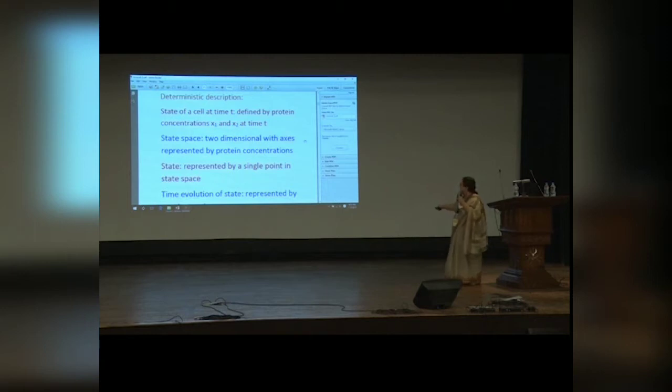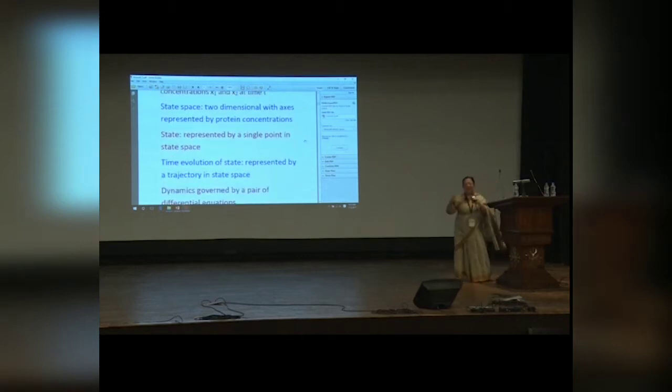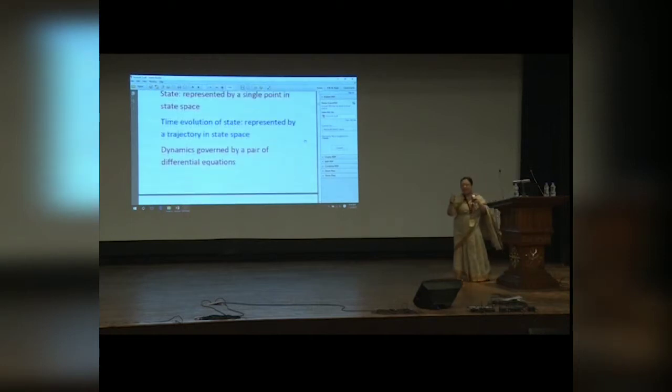The state at time t can be represented by a single point in state space, and we consider the time evolution of the system. Remember, the gene synthesizes protein at a specific rate, and proteins have half-lives. They are not stable products, so they can also decay. Birth and death are both possible for proteins, so there is a time evolution of the concentration of proteins. Time evolution of state is represented by a trajectory in state space, and dynamics is governed by a pair of differential equations. There are 2 proteins, and they repress each other's synthesis.